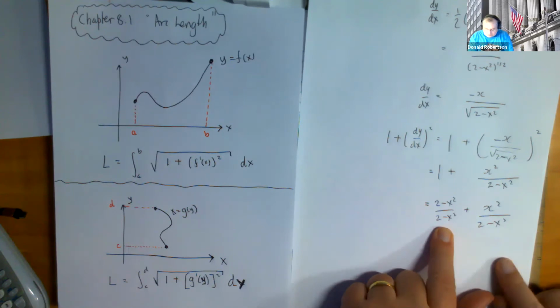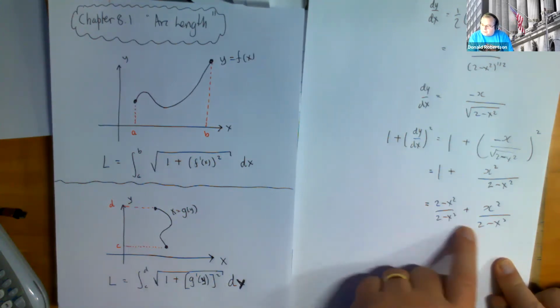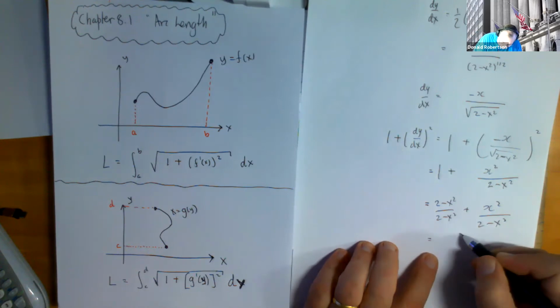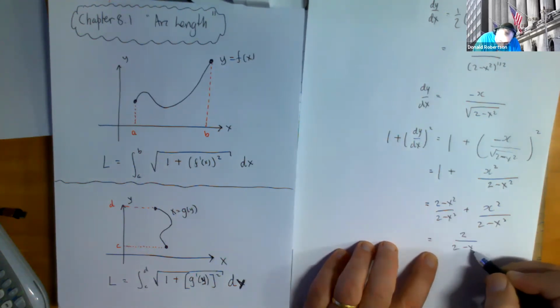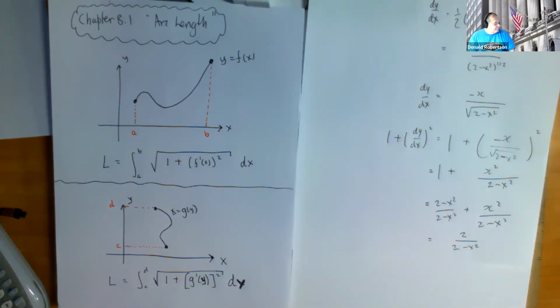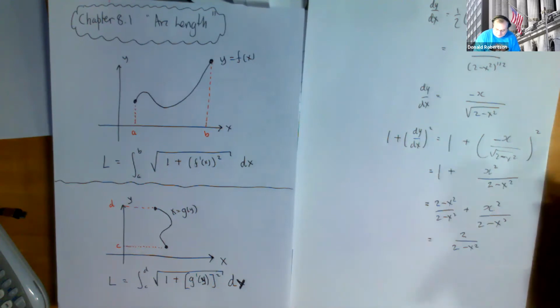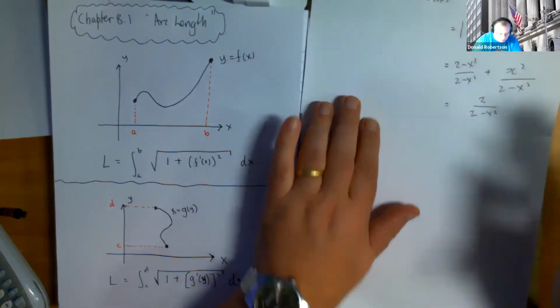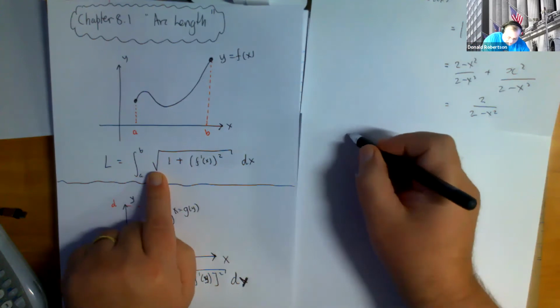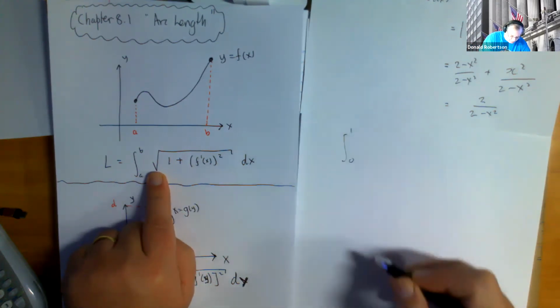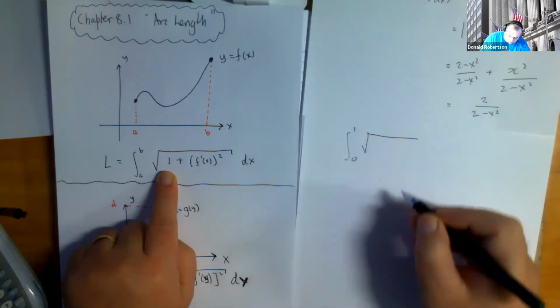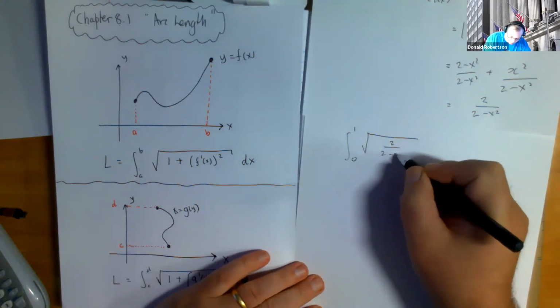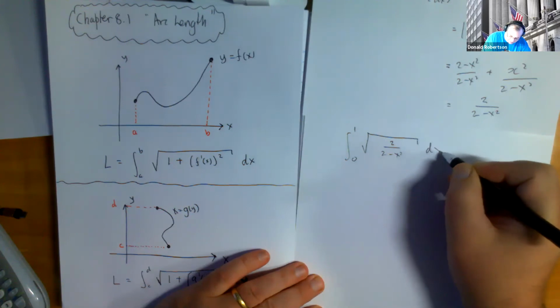Are you happy about the one turning into this, guys? A bit like partial fractions, you know, give me what I don't have. Now, when you combine these, you are left with 2 over 2 minus x squared. So far, so good. Now, can you bring this guy in? It's going to be the integral from 0 to 1, the square root of 2 over 2 minus x squared dx.